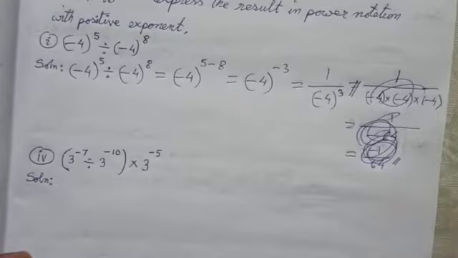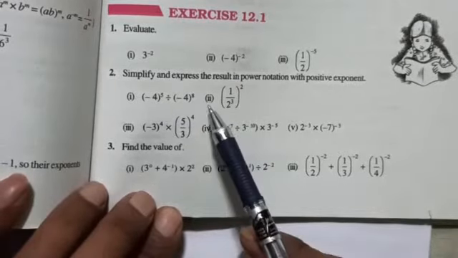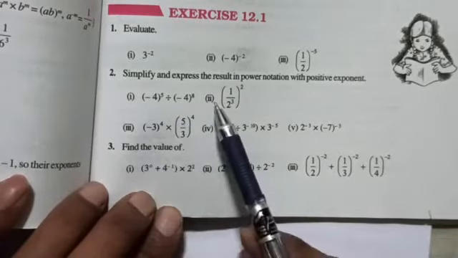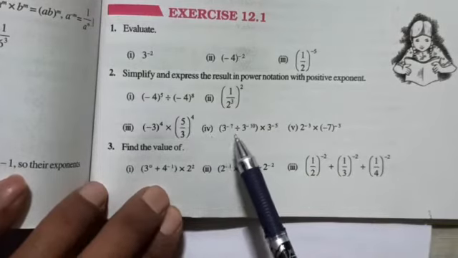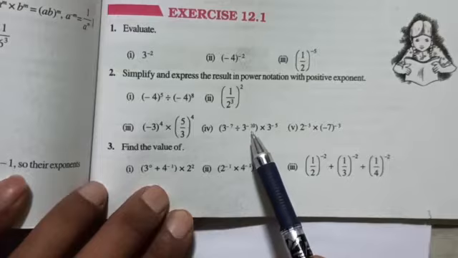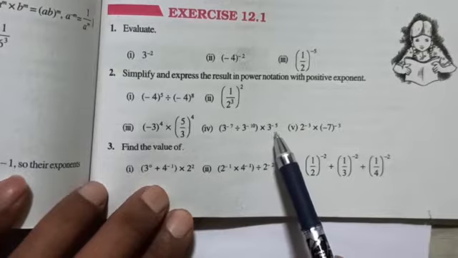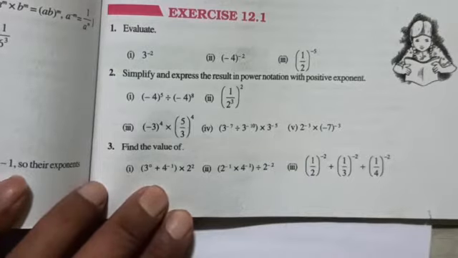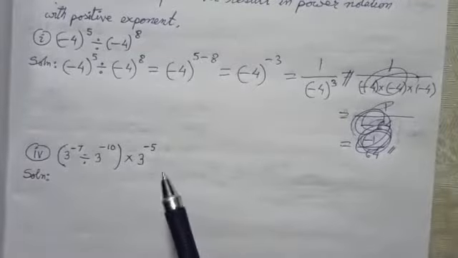Then Roman number 2 and 3 are the same, so you try this 2 and 3. Now let's try this Roman number 4. 3 to the power minus 7 divided by 3 to the power minus 10, whole into 3 to the power minus 5. Okay, let's try this question. Now solution.